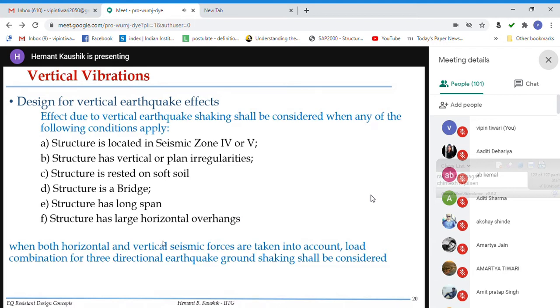So when we have both horizontal and vertical seismic forces, then the load combinations for the three directional earthquake ground shaking should be considered. Right? So you have to consider some combinations. Finally, you have to design the same structure. So if there is a column, you have to design that column for X direction shaking, for Y direction shaking, and for Z direction shaking. You cannot say that this reinforcement is only for X direction, this reinforcement is only for Y direction. It has to be a combined response. So somehow you have to combine these three directional earthquake ground shaking.